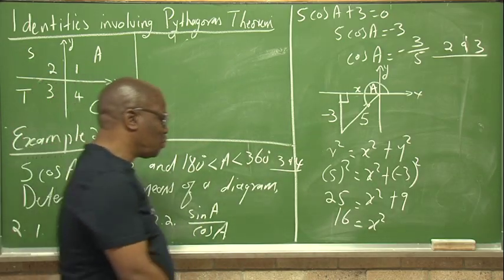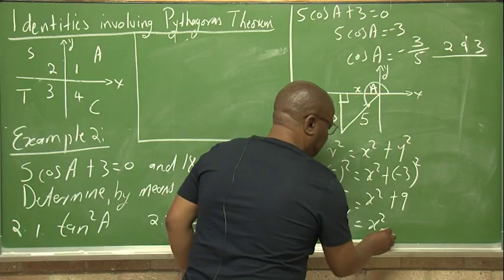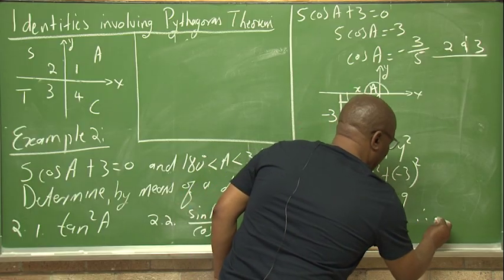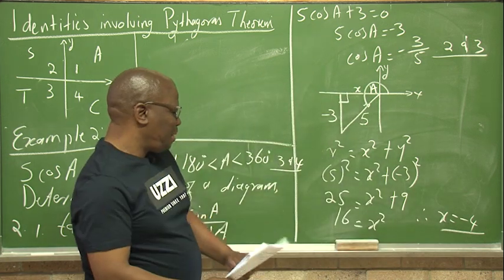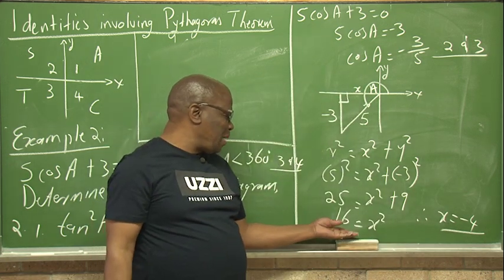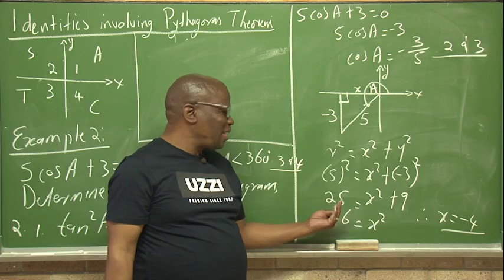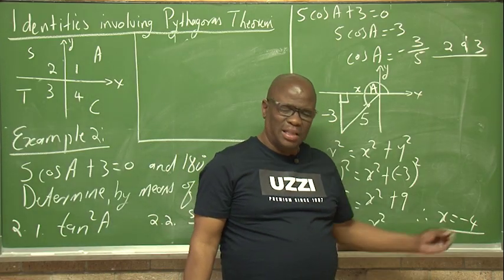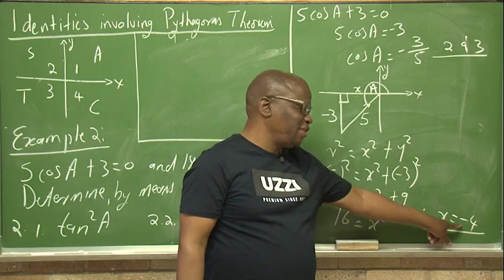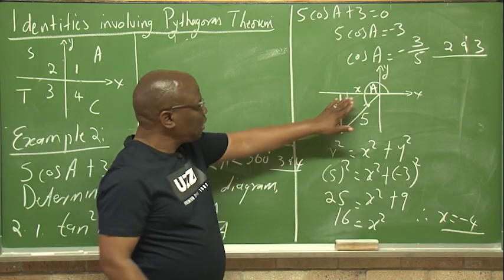Now we want the square root. Therefore, x will be equal to -4. Remember, the answer here should be plus or minus 4. x is plus or minus 4, and here I have chosen negative. The question is, why are we choosing -4? Look at the diagram.